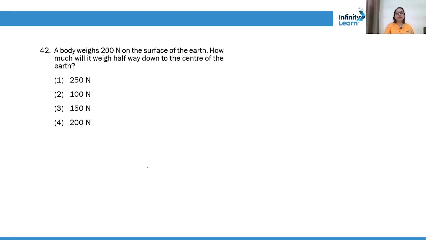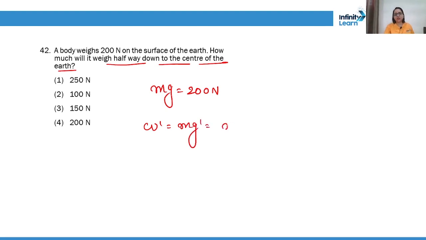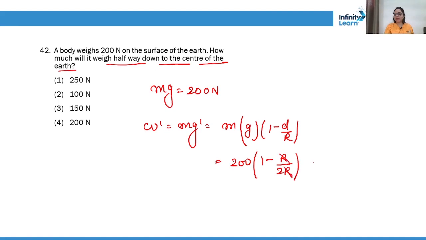Question number 42. A body weighs 200 Newton on the surface of the earth. How much will it weigh halfway down to the center of the earth? So W dash will be mg dash, where g dash at a depth d is g into (1 minus d upon r). So mg is 200 into (1 minus d), where d is r by 2. So r by 2 divided by r is 1 by 2, and 1 minus 1 by 2 is 1 by 2. So it is 200 into 1 by 2, which is 100 Newton. So the correct answer is option 2.